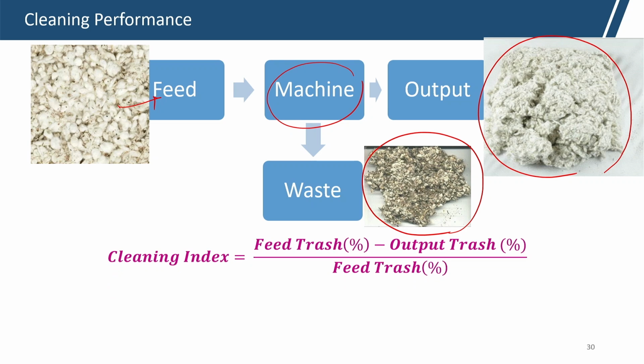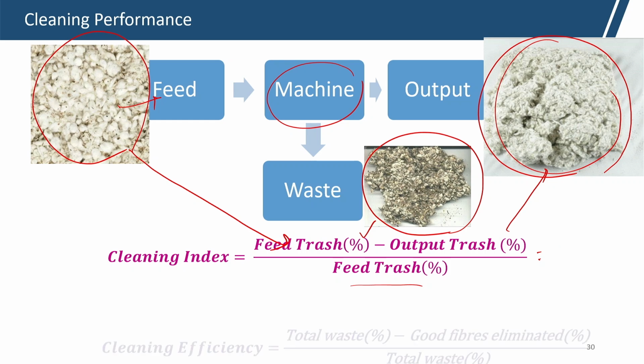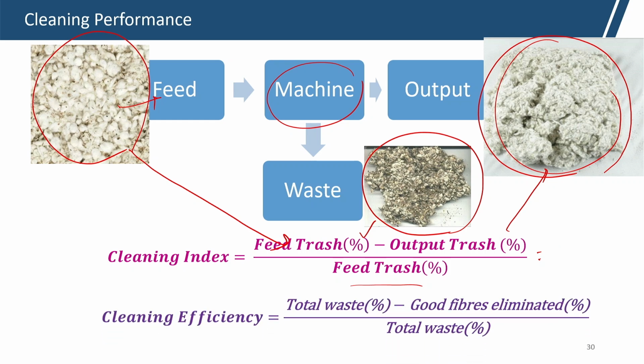Now, what is the cleaning index? We calculate the feed trash percent, the trash percentage in the feed material, then the trash percentage in the output material, and dividing by the feed trash we get the cleaning index. We express it in another way as cleaning efficiency.